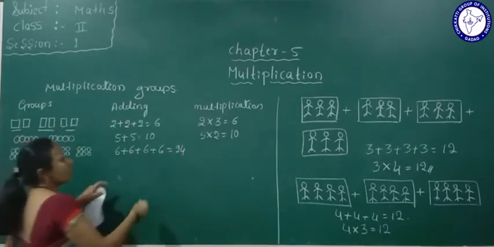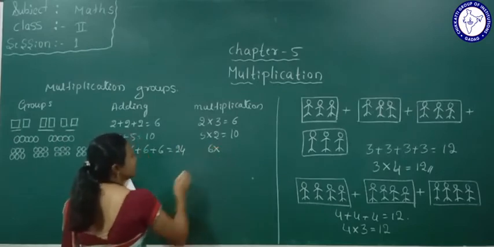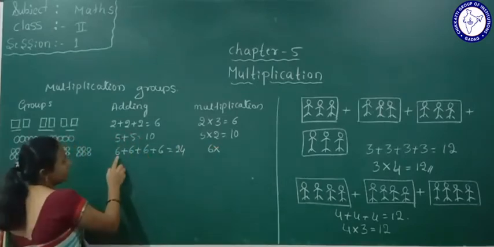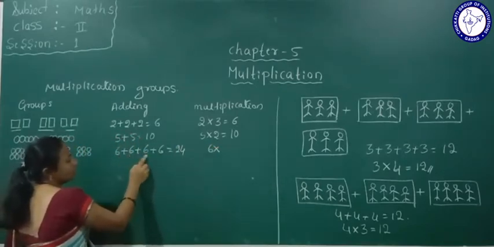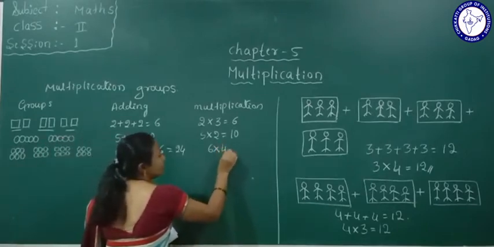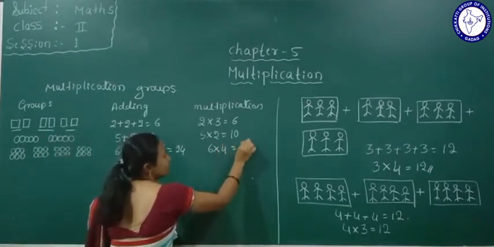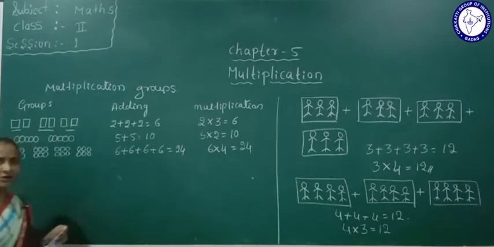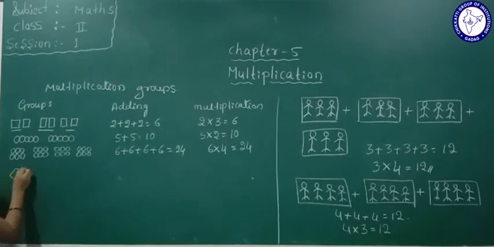Okay. So here see, 6 is repeated. How many times is it repeated? 1, 2, 3, 4. 4 times it is repeated. 6 fours are 24. Understood? Yes. Next one, they have given a rectangle. Okay.